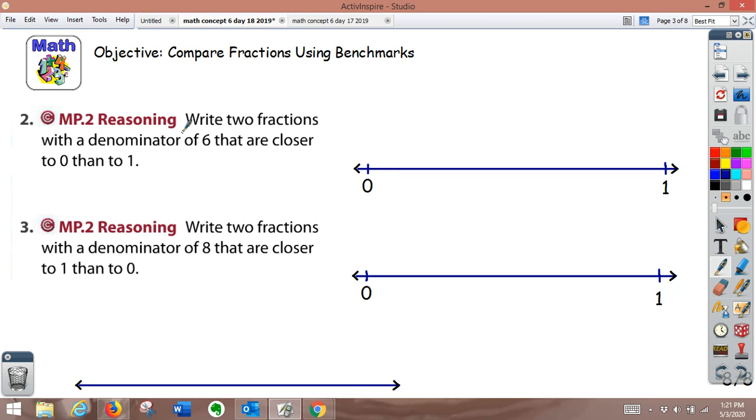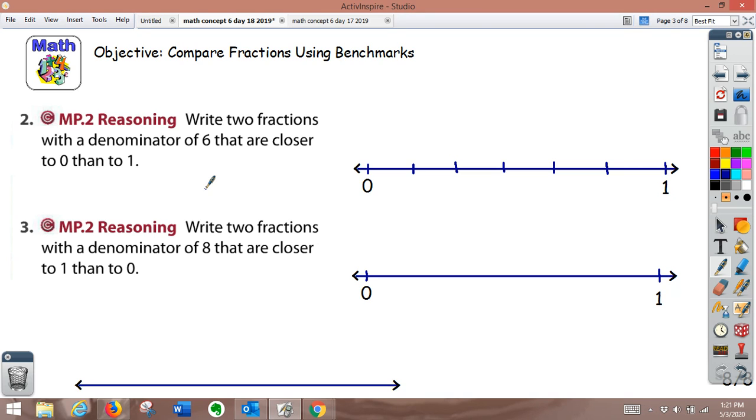And I also know this says the denominator is 6, so they divided this number line into 6 equal parts. Let's see if I can do that real quick. Yeah, there's 1, 2, 3, 4, 5, and 6. So I've got 1, 2, 3, 4, 5. Yes, I have 6 equal parts. And I want two fractions that are closer to 0 than to 1.